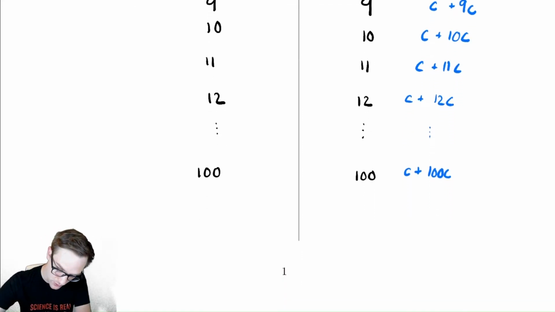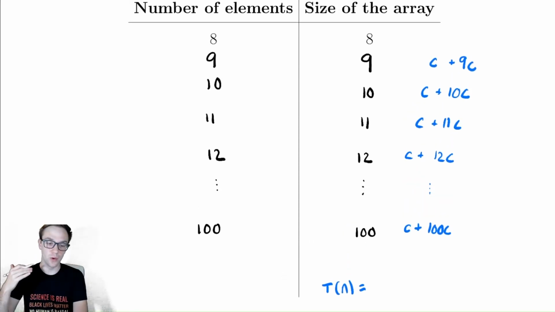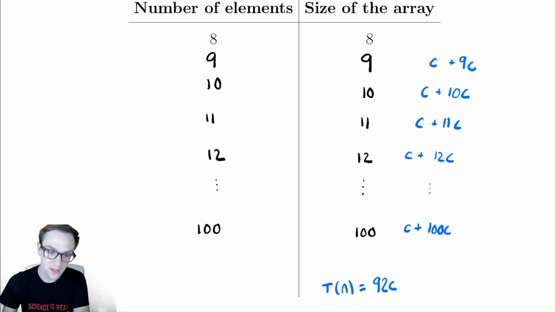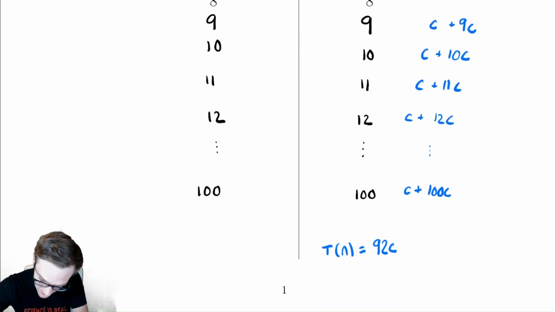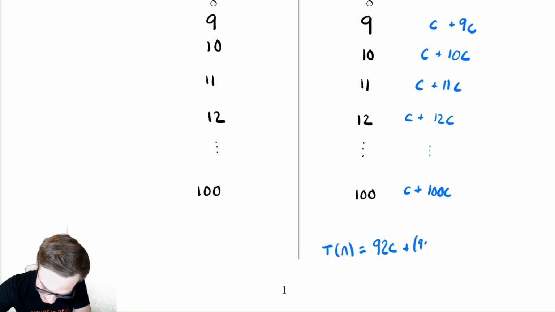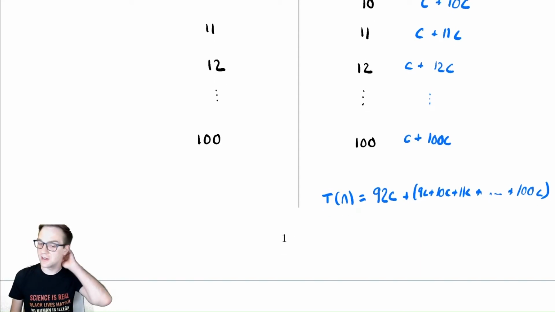So if I want to compute the total cost here, T of N, it would equal, how many copies of C would I have? Going from 8 to 100, not including 8, would give me 92 copies of C. C plus C plus C plus C for all 92 of those insertions, plus the cost of all of those other insertions, which is 9C plus 10C plus 11C plus up until 100C. That looks a lot like an arithmetic summation, and in fact it is.